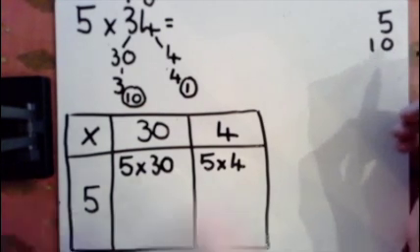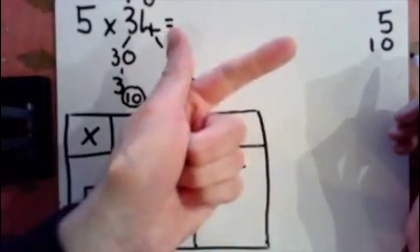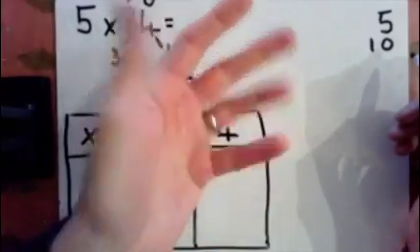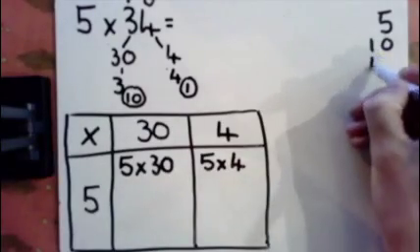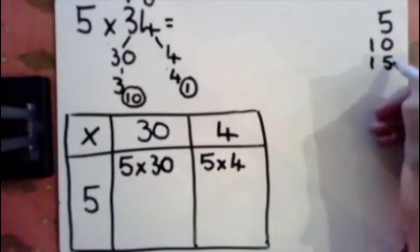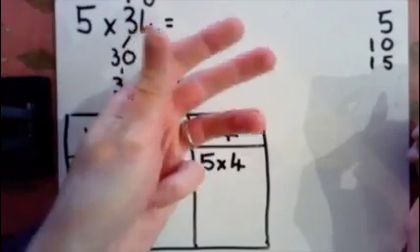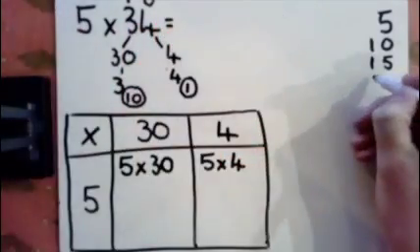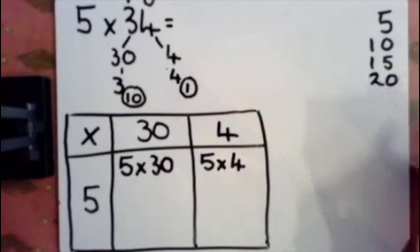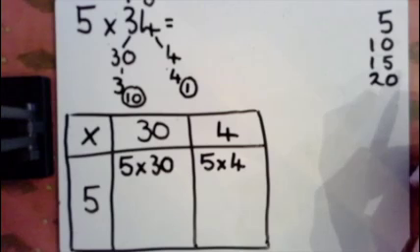So 10, 11, 12, 13, 14, 15. I'm going to keep going. 15, 16, 17, 18, 19, 20. Counting in 5 every time. Okay, using our fingers to help us is an amazing way of doing it.